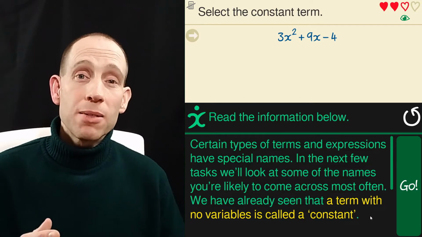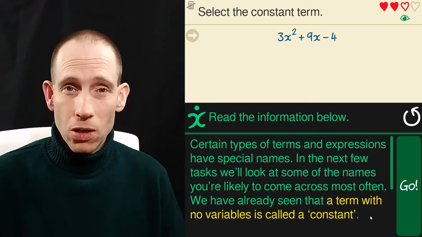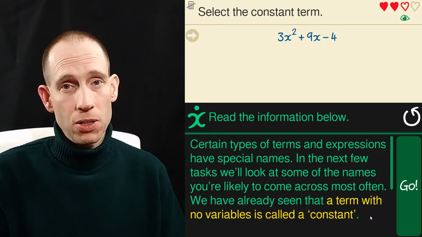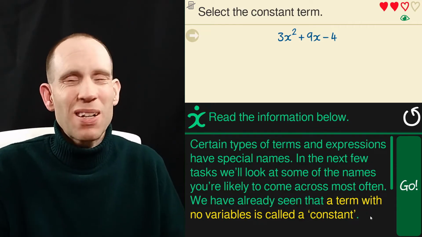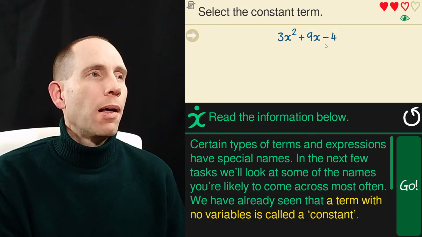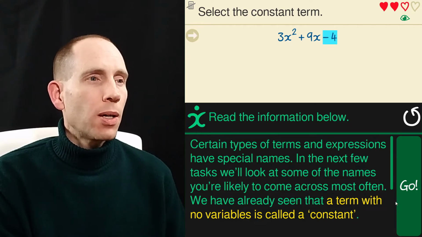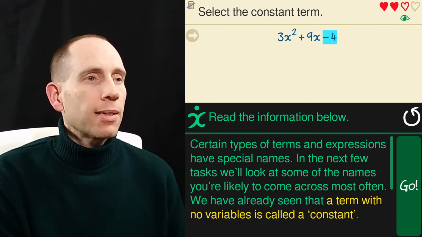Okay, so let's look at some definitions then. So we've seen constant term already. Constant was a term that is just the number, just a coefficient, doesn't have any variables or doesn't have any letters in it. So select the constant term, that's the 4, that one's got an x, that one's got an x squared. So it's the one without the x's in this case.